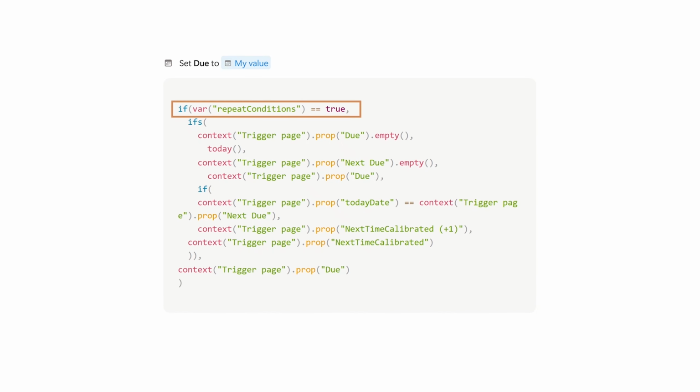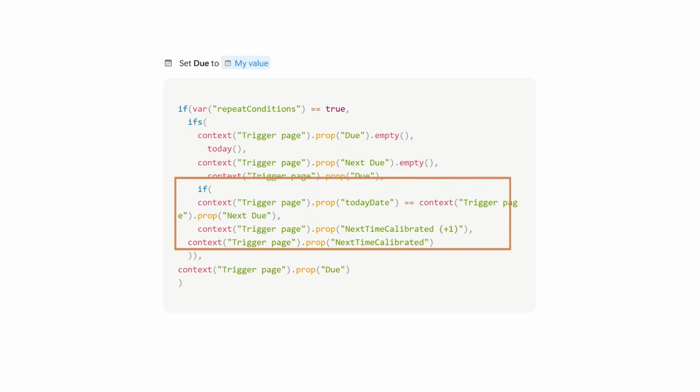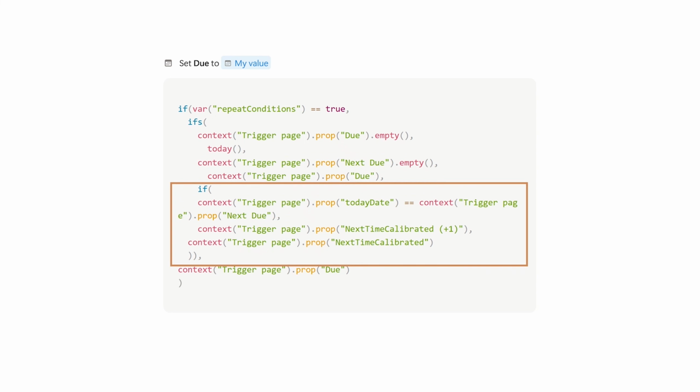If repeat conditions equals true, then we start the action. If due is empty, then as a failsafe, just use today. If the next due is empty, then return the due. For daily, the next due will never be empty, but for other repeats, it might. Else, if repeat is not empty, do this.